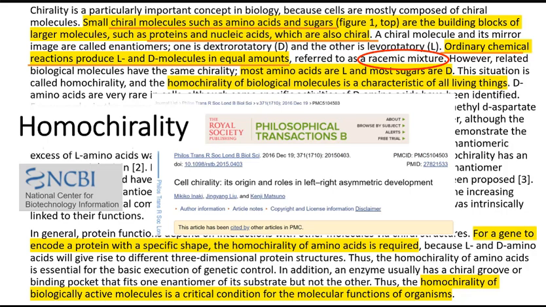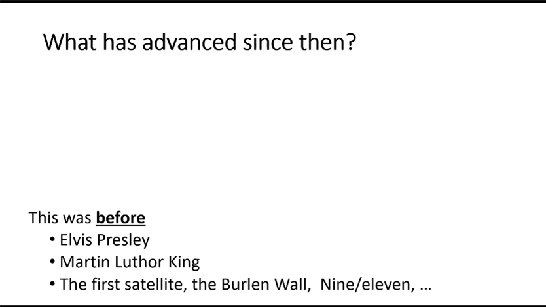For a gene to encode a protein with a specific shape, the homochirality of amino acids is required. In other words, they cannot have a racemic mixture. It's got to be purely one chirality or the other. If not, it not only dilutes the molecules that you're looking for, it poisons the products you're trying to produce. It kills any possibility of life. Okay, so what has advanced since then?